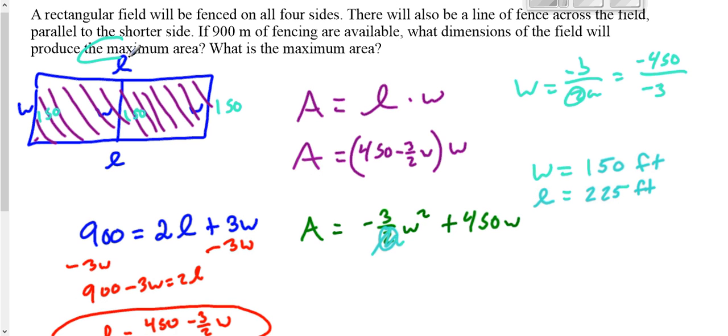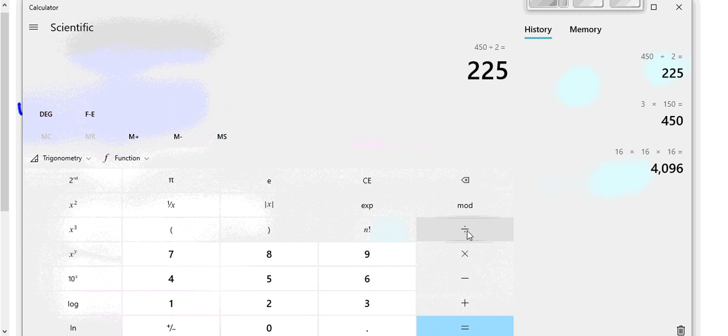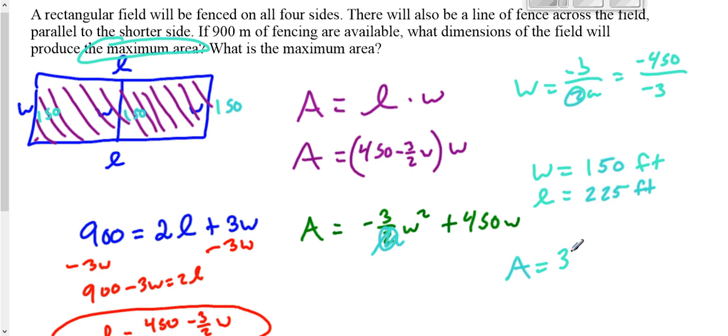That answers our first question. What are the dimensions? Final question, what is the area? So we're going to multiply those two numbers together. So 225 times 150. 33,750 square feet of area.